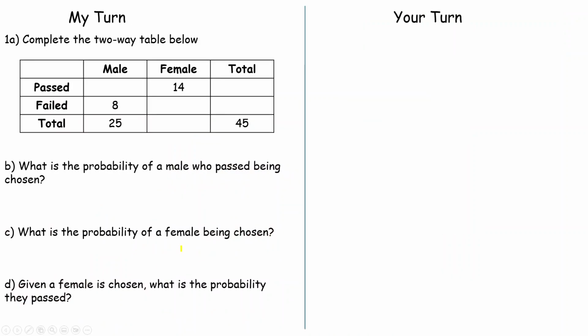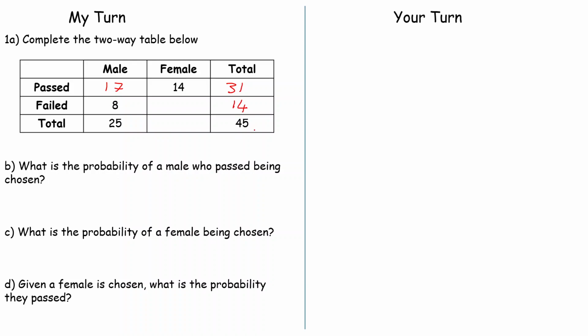Now we can go on to some my turn, your turns, and then that's going to be it for this video. Part 1A here is saying complete the two-way table. We're going to be pretty good at this, hopefully from the last video. You can do this how you want to, but we're going to start off here. This makes 25. 25 take away 8 is going to give you 17. Then 17 add 14 is going to give you this one here, which is going to be 31. 27 take 41, good. And 31 add something is going to be 45, which is going to be 14.